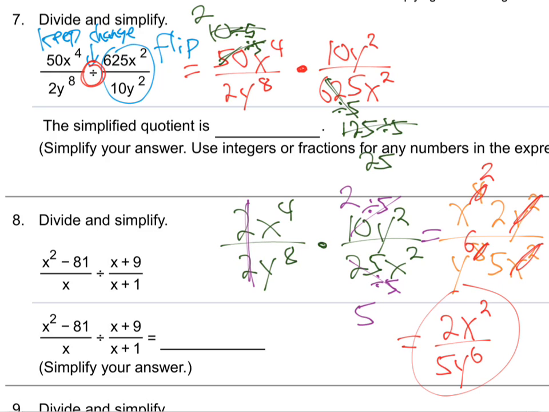We'll try number 8. Number 8. Keep, change, flip again, with the divide. Dividing is upside down multiplying, right? So flip the one on the right, keep, change, flip. Simplify from there.